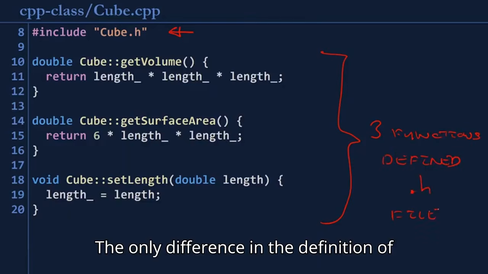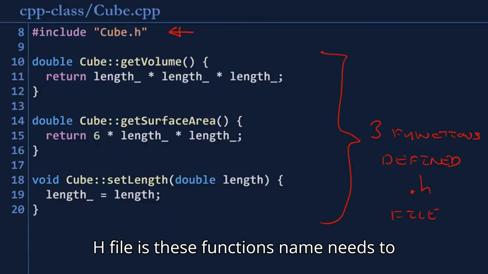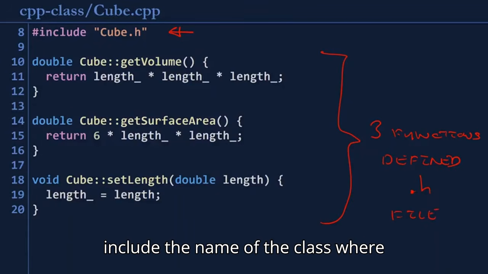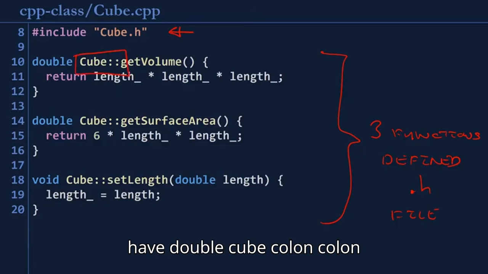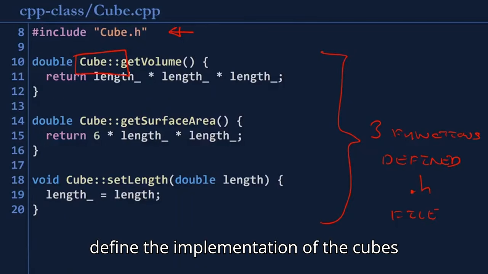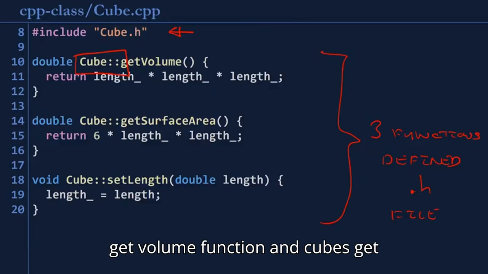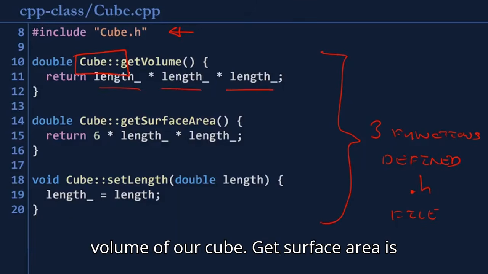The only difference in the definition of these functions from where we saw in the .h file is these functions' names need to include the name of the class where they're defined. Here on line 10, we have double Cube::getVolume. This means we're going to define the implementation of the cube's getVolume function. And cube's getVolume returns the length times the length times the length, which is the volume of our cube.